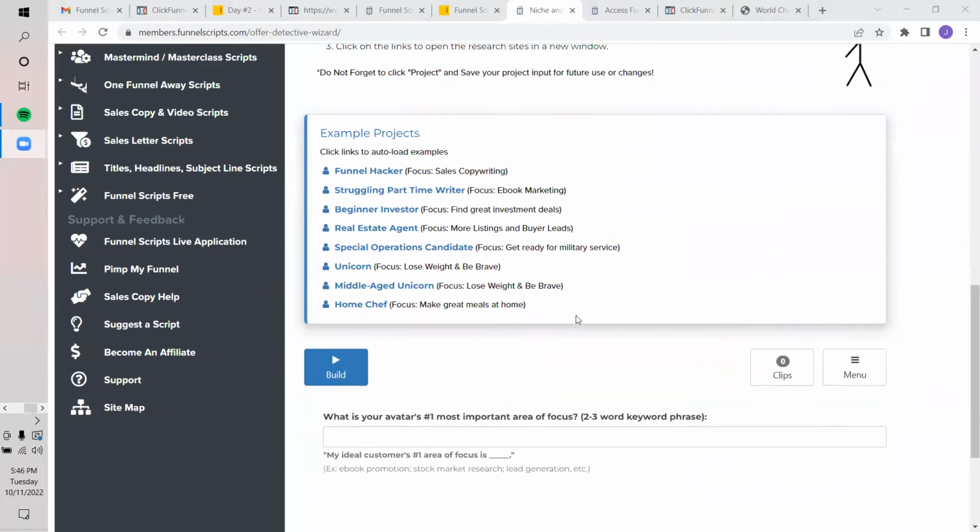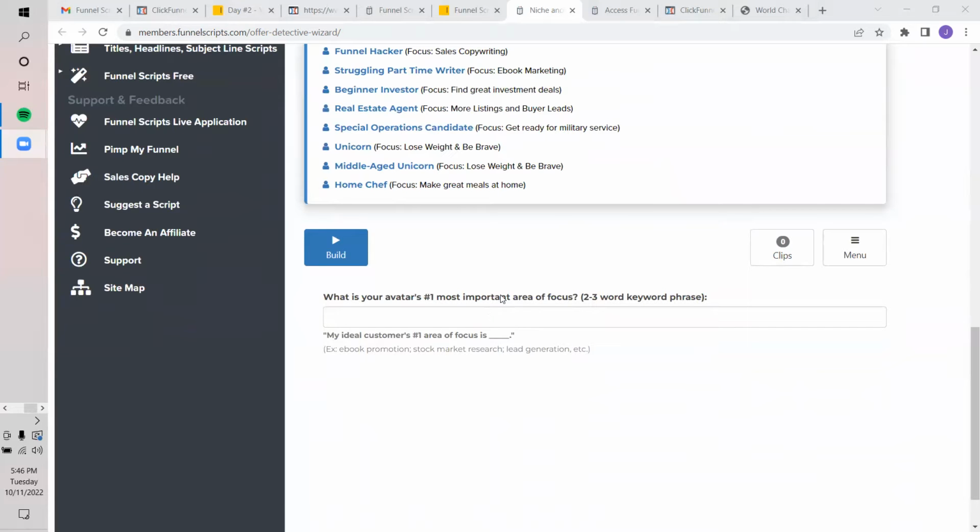But what about this? What is my avatar's number one most important area of focus? Or what is my ideal customer's number one area of focus? So for me, I think about what I'm looking to do, and I go back to my solution statement. I desire to help people who desire financial success achieve it through investing without the complexity. So I would go ahead and write down simple investing. Let's build that.